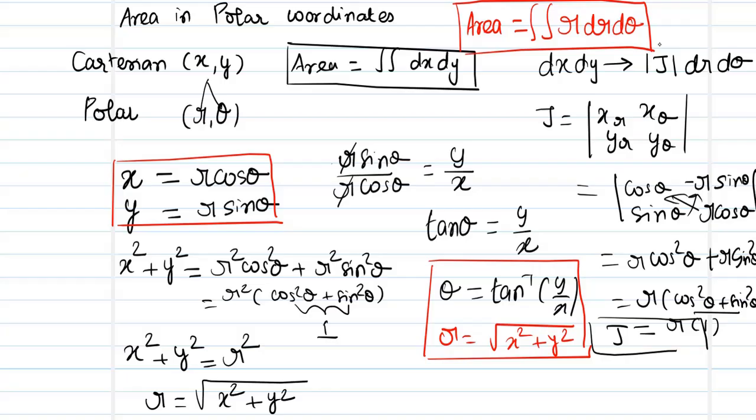Now we will learn about some standard curves in the polar coordinates. The first curve we will be learning is r equal to a. What is r equal to a? It is going to be a circle with center 0, 0 and radius equal to a units. So how does this circle look like? Center 0, 0 and radius equal to a units. So that's our standard circle.